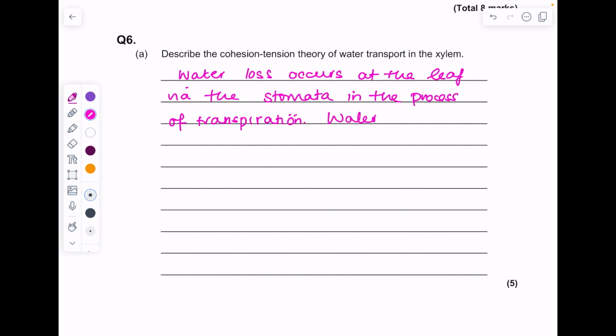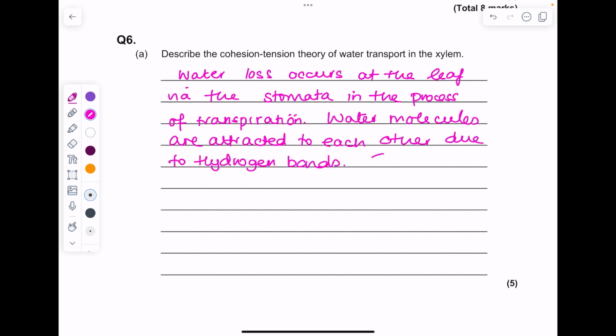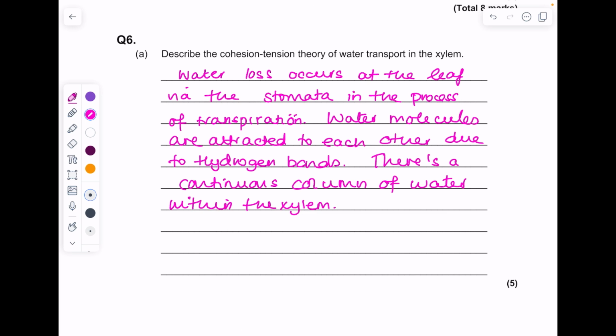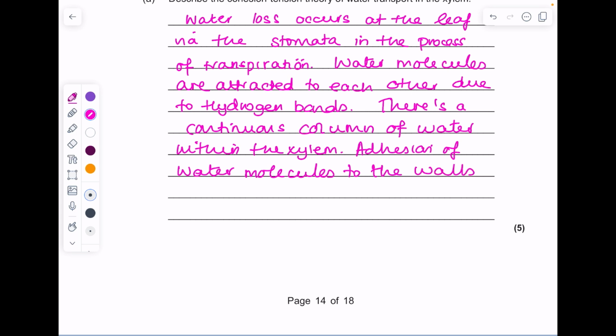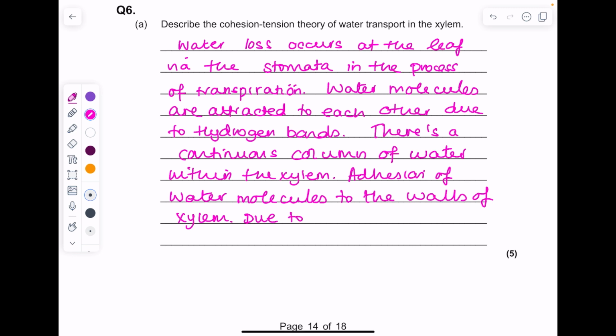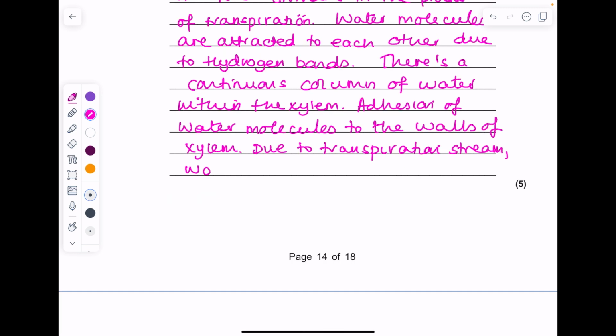Water molecules are attracted to each other due to hydrogen bonds. There's a continuous column of water within the xylem. Very similar point, just point out that there's the adhesion of water molecules to the walls of the xylem. And then due to transpiration stream, water is pulled up the xylem.